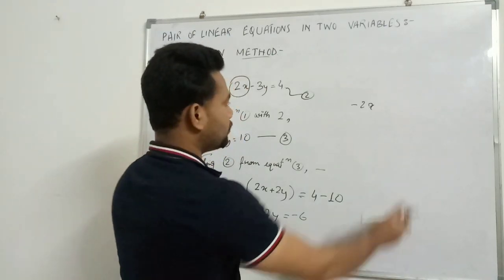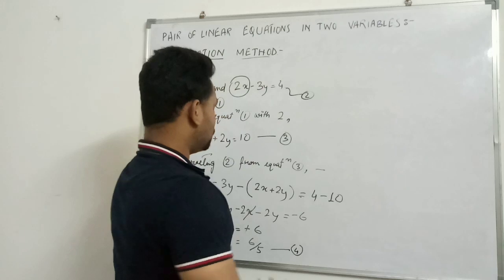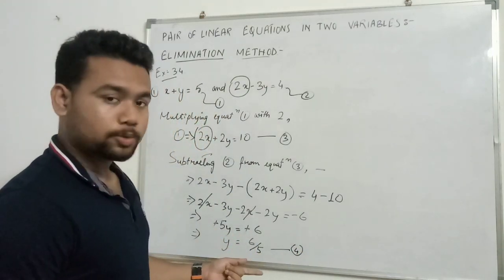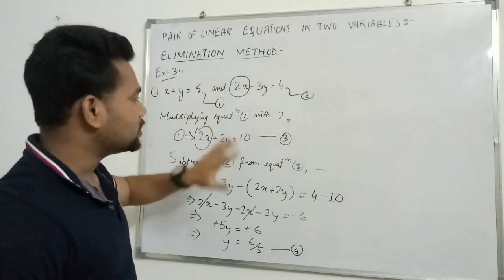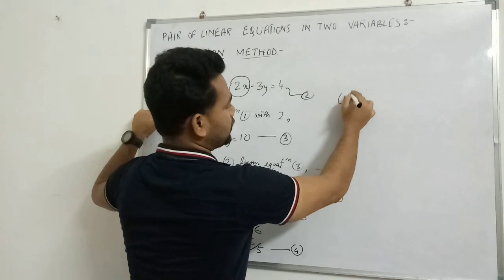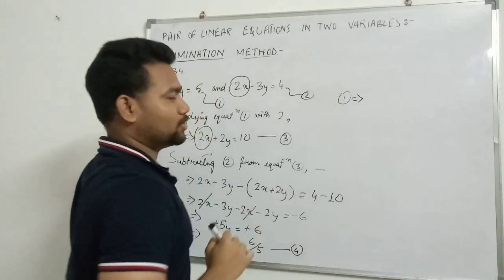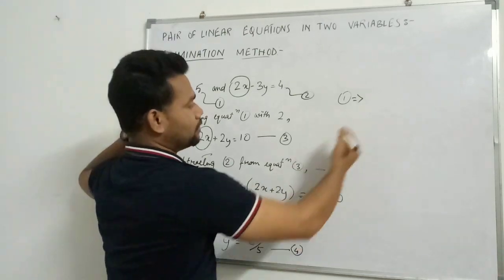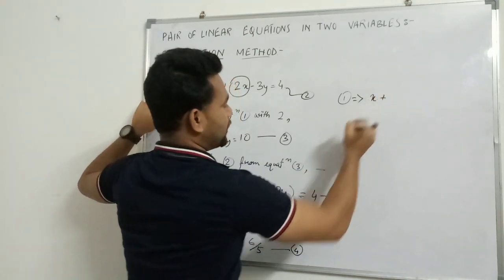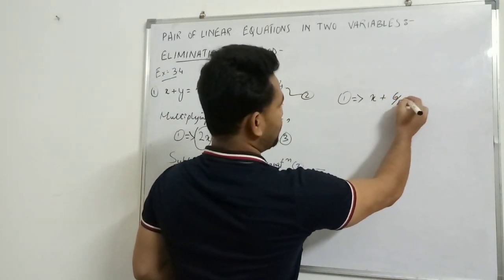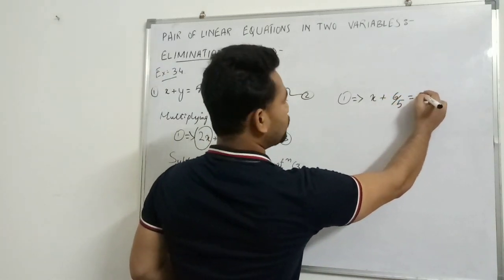So let's rub it out here. Your work now is to find x. Check out the simplest equation. Equation 1 is the simplest, so I will use equation 1 so that I need to do less calculation. So x plus y, where y is 6 by 5. I'll put the value 6 by 5 in the place of y and it's equal to 5.